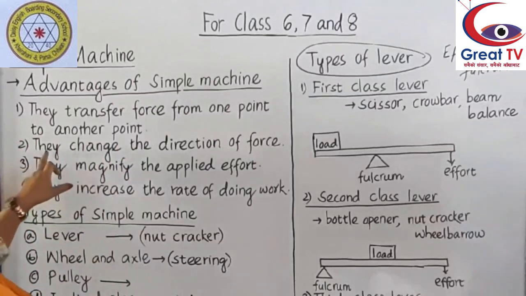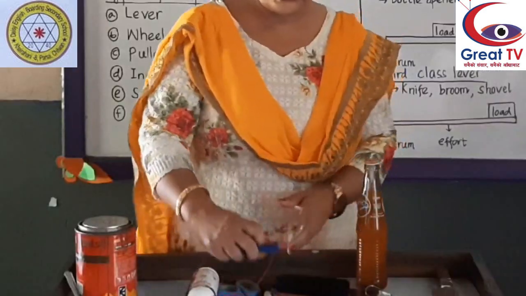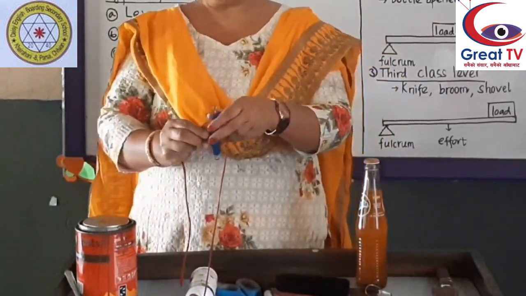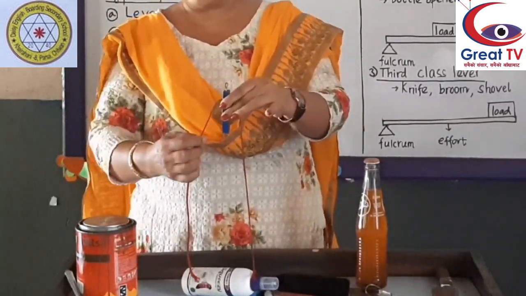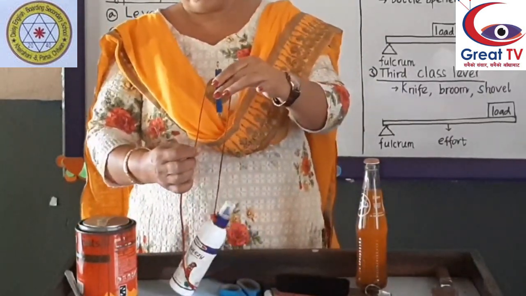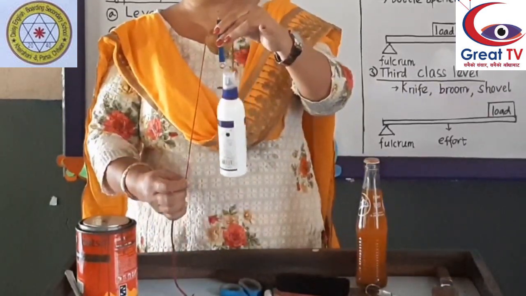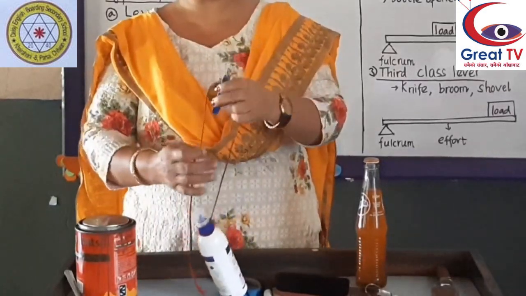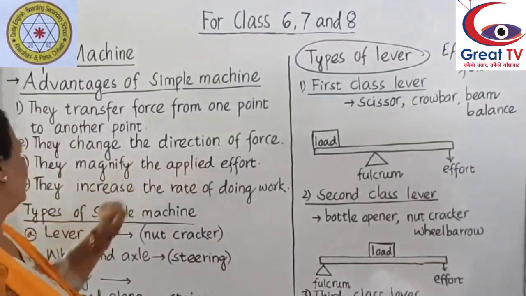Next, they change the direction of force. We can use a pulley to show that a pulley helps to change the direction of force. In this way, we apply force downward and the load is lifted upward. So a pulley can change the direction of force. It helps us by changing the direction of force.